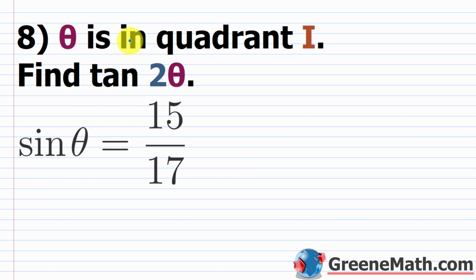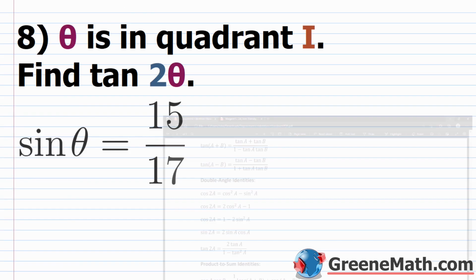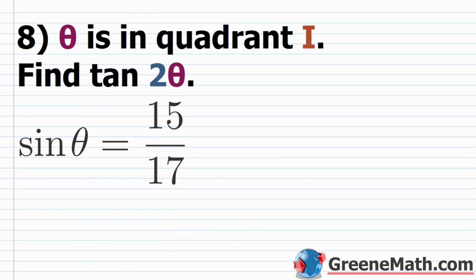So now we're told that theta is in quadrant 1. Find the tangent of 2 theta. So there's a lot of strategies for this. You have your tangent of 2a is equal to 2 times the tangent of a over 1 minus tangent squared a. So you could use that formula if you want. So basically you could find out what is the cosine of theta, and then you could build out your tangent of theta, and then you can plug into the formula to find the tangent of 2 theta. You could also find the sine of 2 theta and the cosine of 2 theta, and then you could just do the division, find the tangent of 2 theta. So whatever you want to do, I'm just going to go with the first route here.